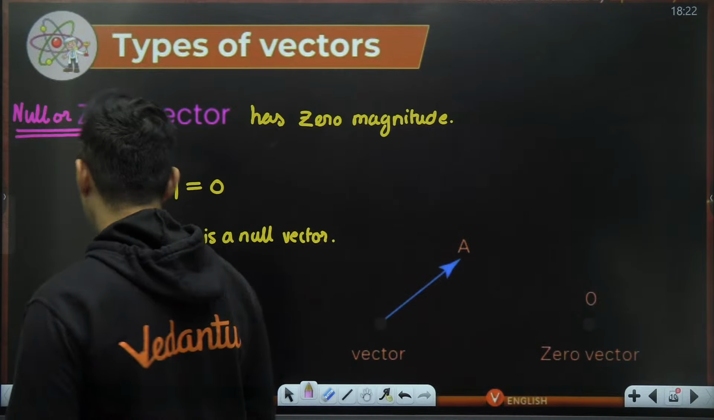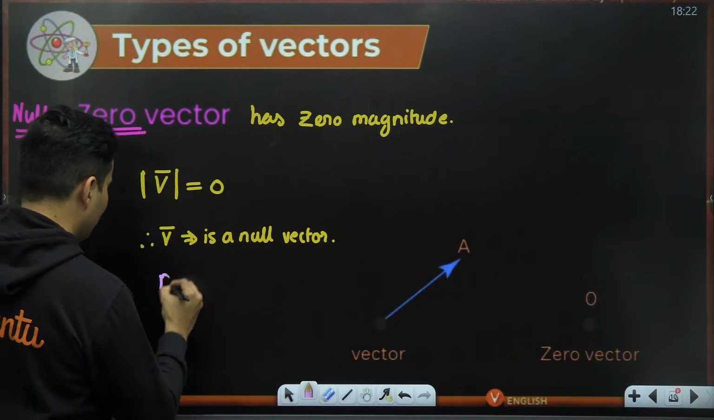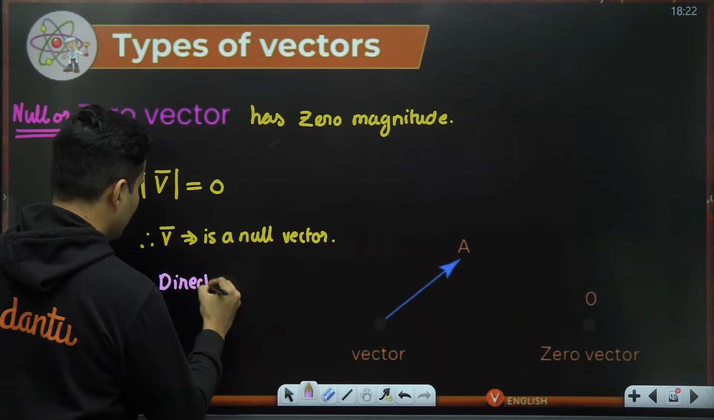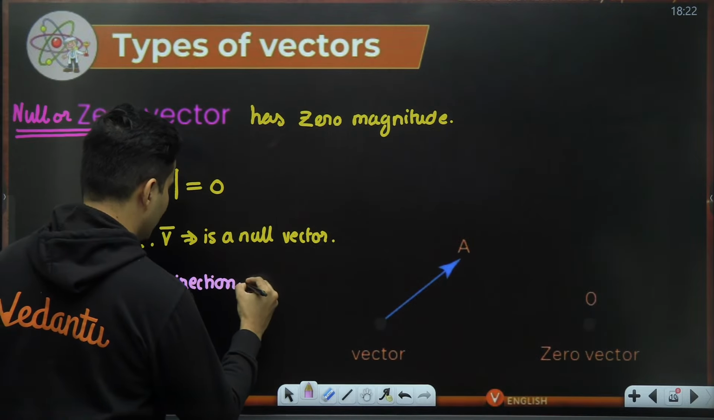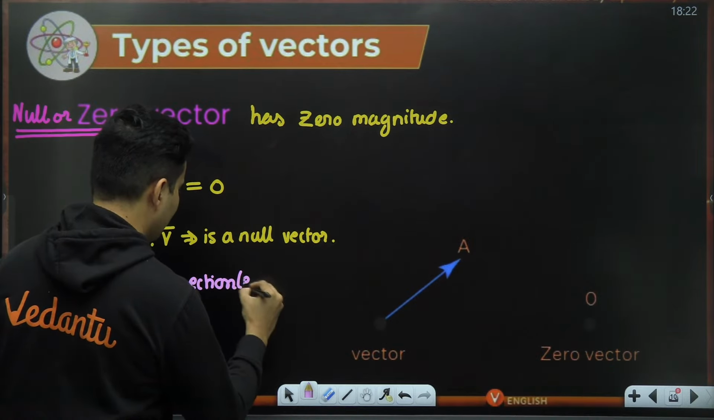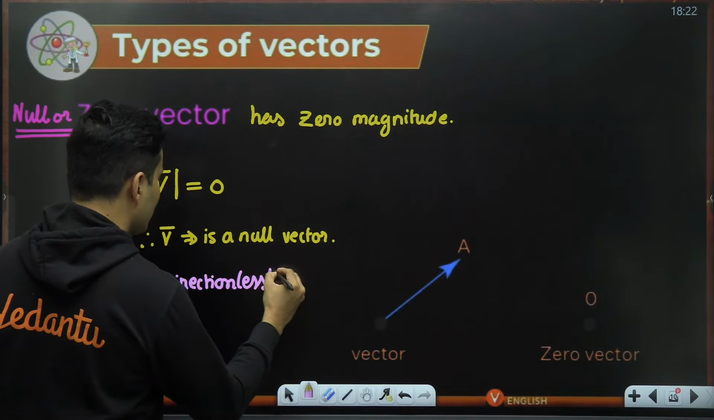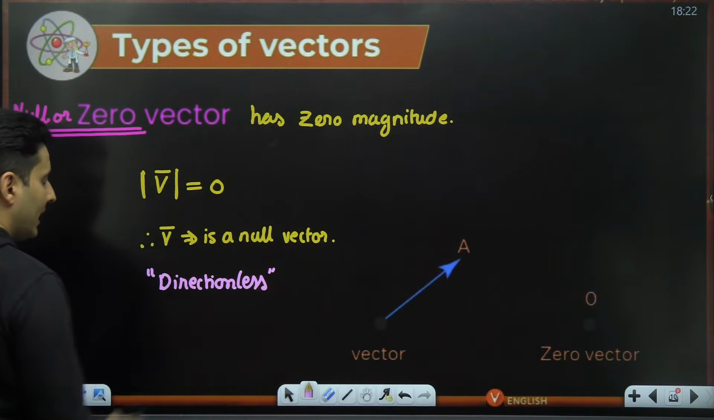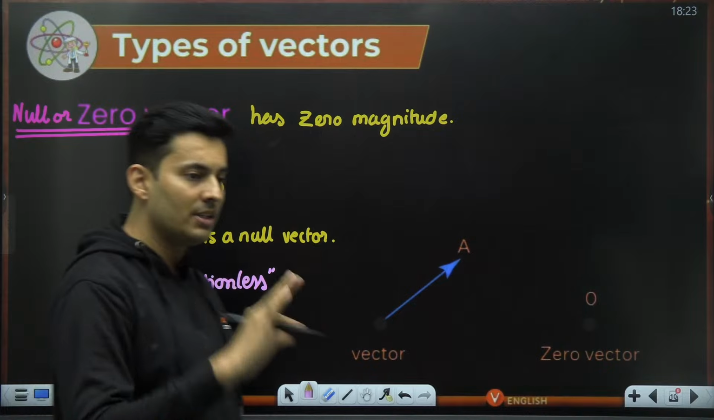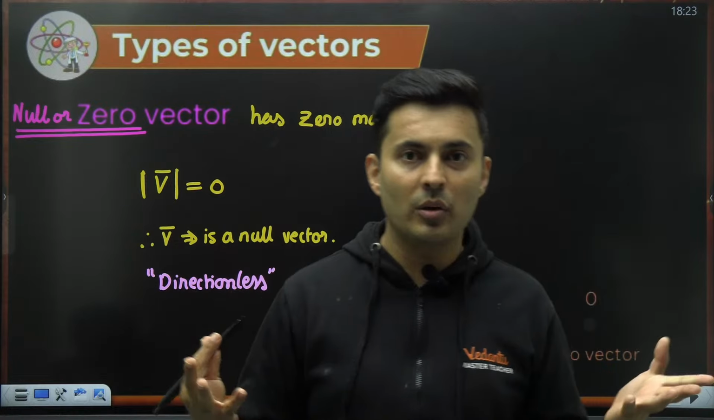Very good. Not determined or no direction, or rather, basically, direction is not defined. Directionless. Very, very important. So a 0 vector is always directionless. It has no direction which is defined. There is no sense of direction.